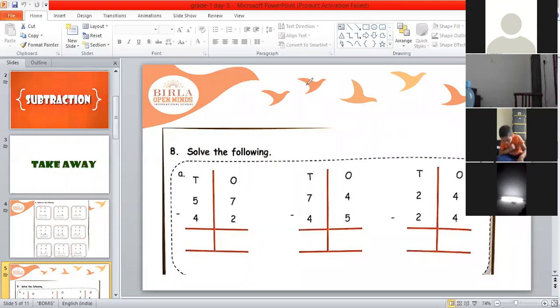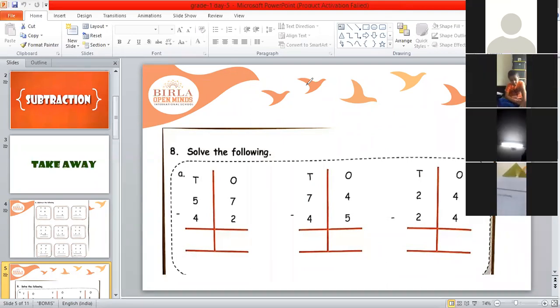Advait, could you unmute yourself? Now, Advait, read the first question. 57 minus 42. Yes, so this is 57 minus 42. Sudhamsh, listen properly. So this is 57 minus 42. Very good. So now tell me what are the numbers in ones place?